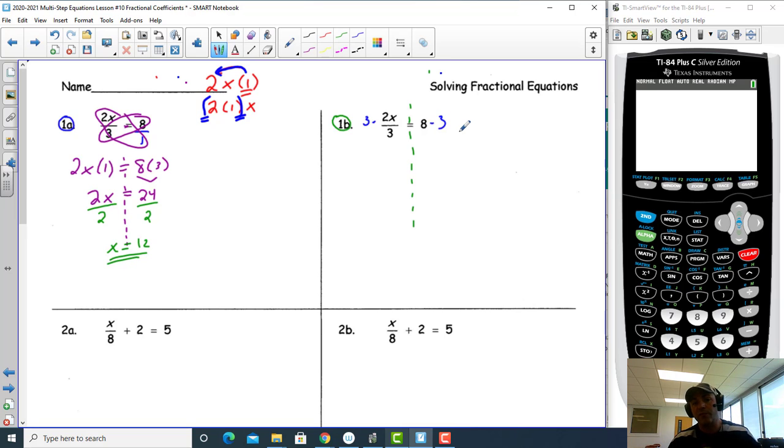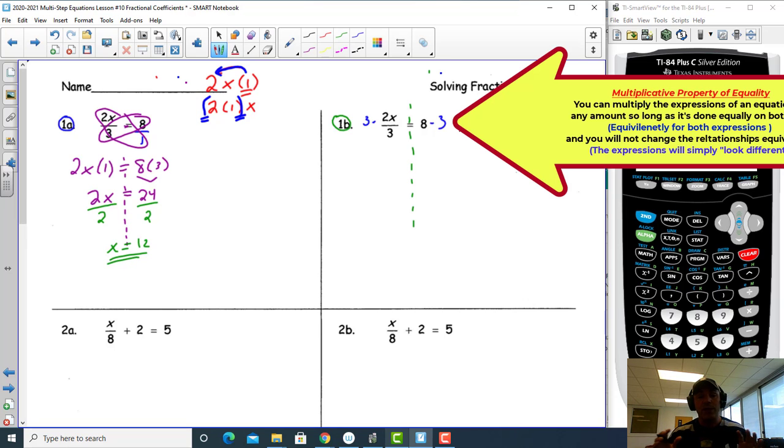That's just the multiplicative property of equality. The multiplicative property of equality states that you can multiply an equation by whatever you want, so long as you multiply both expressions equivalently by that amount. You will not change the relationship, you will just make it look different.